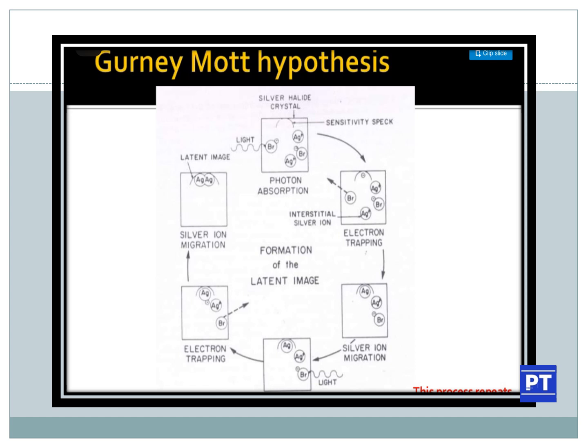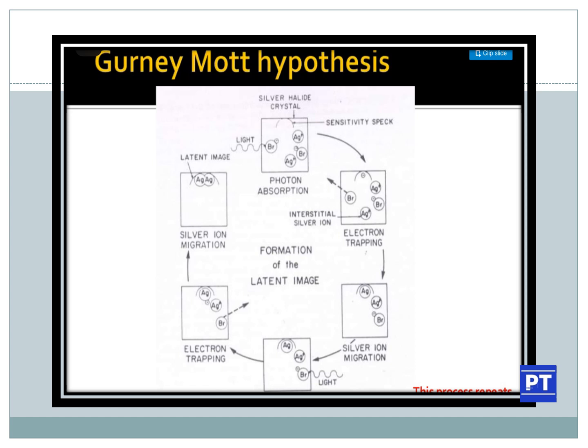The charge of the electron is negative, so it will attract a positive Ag ion towards the sensitivity speck. There the Ag positive interacts with the electron and becomes neutral, forming metallic silver in the sensitivity speck. Metallic silver, silver means Ag.